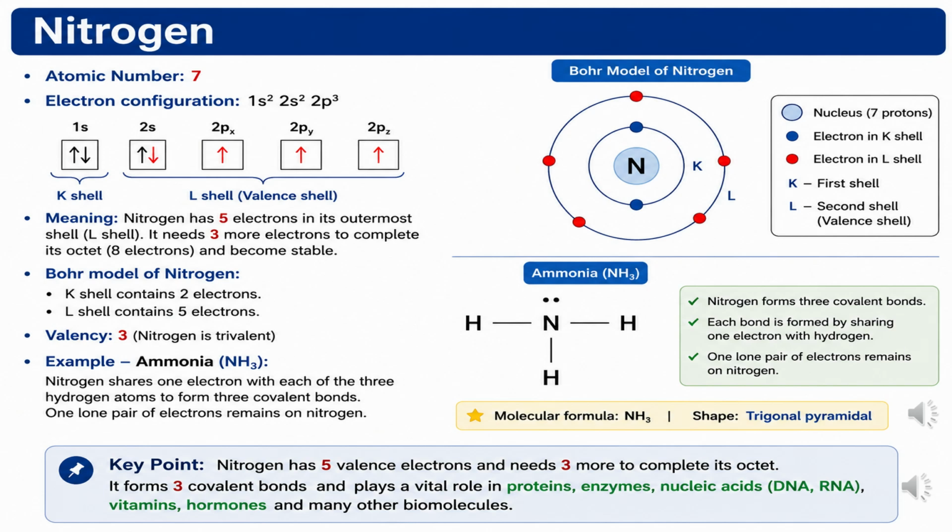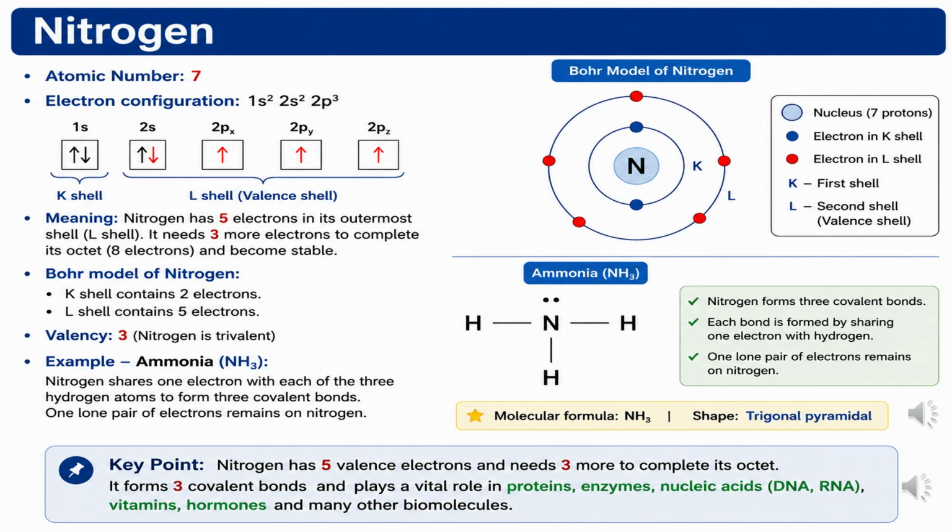Nitrogen has an atomic number of 7, which means it contains 7 protons in its nucleus and 7 electrons surrounding the nucleus. Its electronic configuration is 1s2, 2s2, 2p3, indicating that 2 electrons occupy the first shell, K shell, and 5 electrons occupy the second shell, L shell. Now, look at the Bohr model, circle diagram on the right side of the slide. The inner circle represents the K shell, which contains 2 electrons and is filled. The outer circle represents the L shell, also known as the valence shell, and it contains 5 valence electrons.